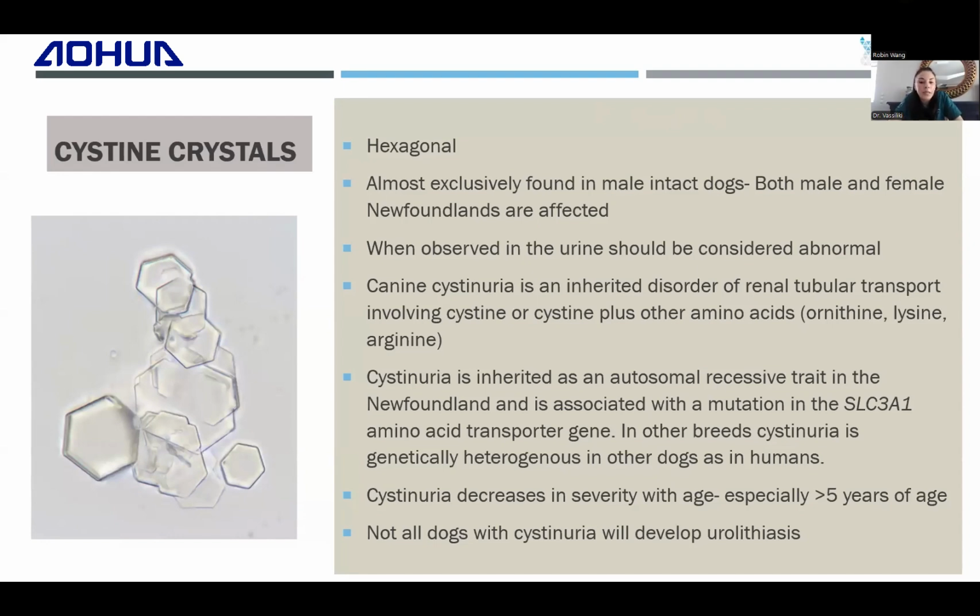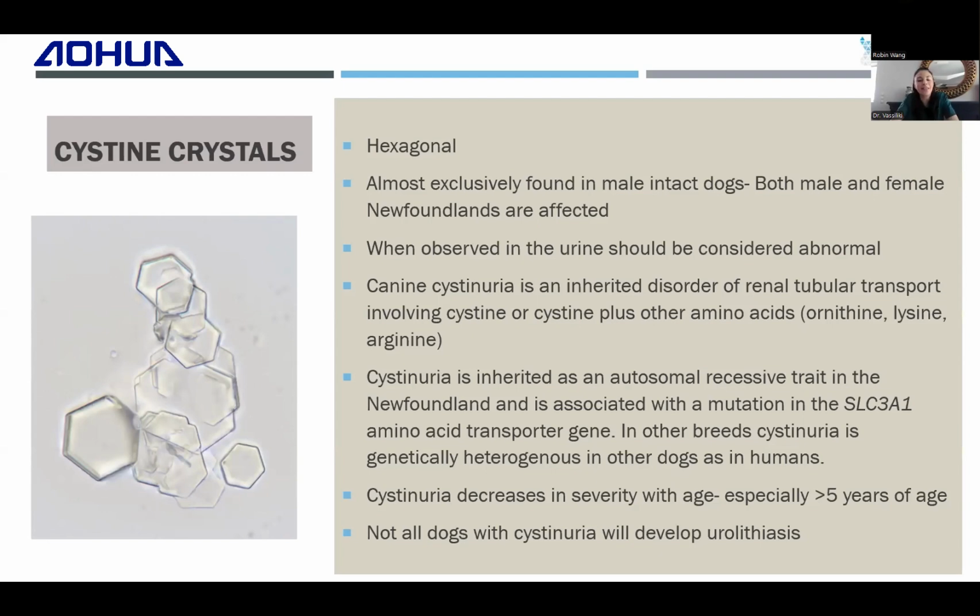Canine cystinuria is an inherited disorder of the renal tubular transport involved in cystine, or cystine plus other amino acids like ornithine, lysine, and arginine. And it is inherited as an autosomal recessive trait in the Newfoundlands. And this is associated with a mutation. This is a very thorough presentation, so I don't care if you don't remember the mutation in the specific gene of this amino acid transporter. But this is the gene for those of you who really want to delve into more details.